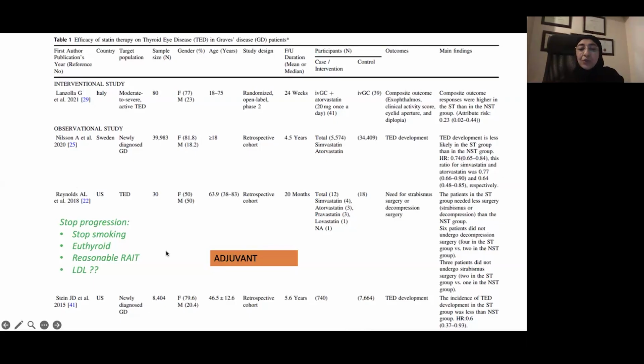However, it's worth noting that statin use should be an adjuvant treatment, not a sole monotherapy primary treatment. We still need to educate our patient on stopping the disease progression by stopping smoking, and for endocrinologists to achieve a euthyroid status and use radioactive iodine in a reasonable way if it's indicated. So it's used as an adjuvant therapy to our other measures to primarily treat thyroid eye disease.